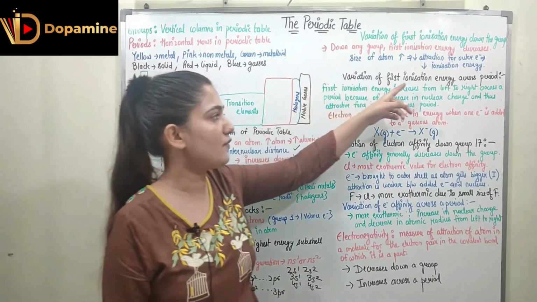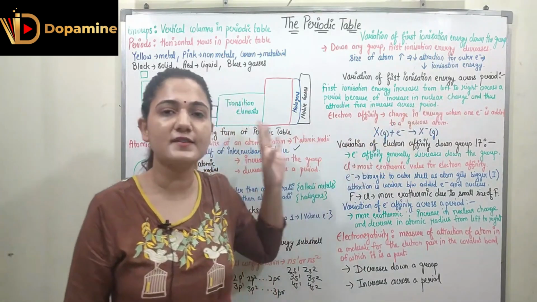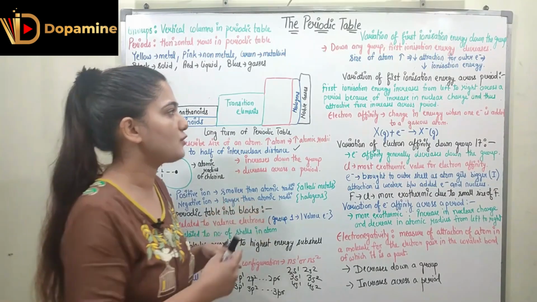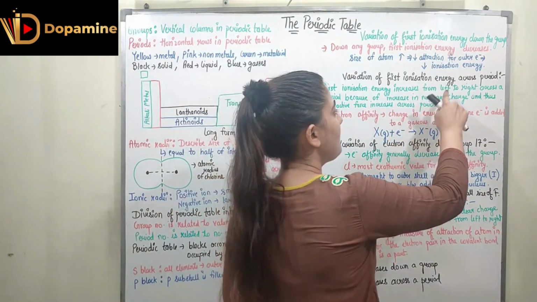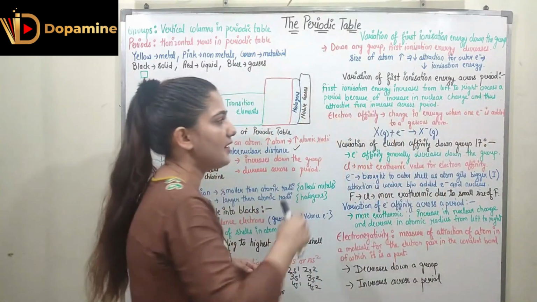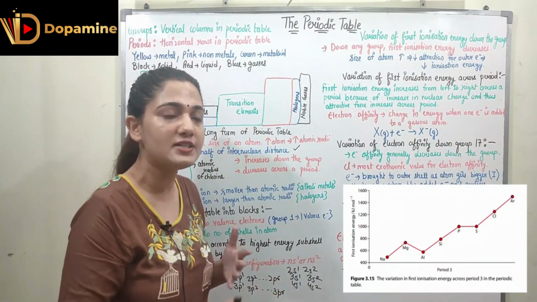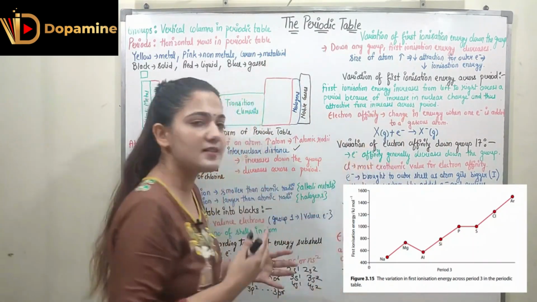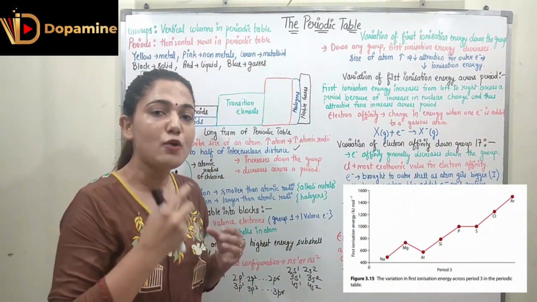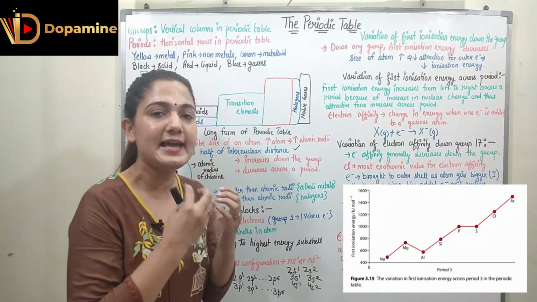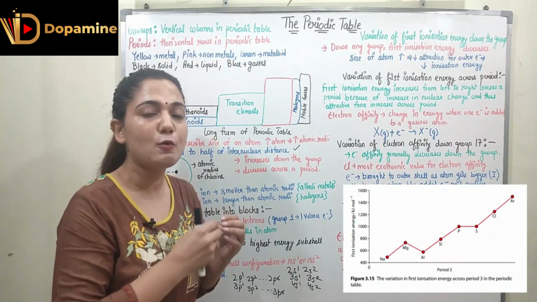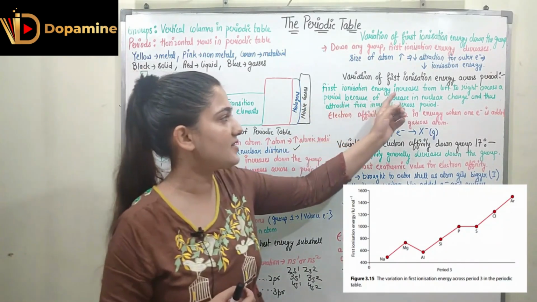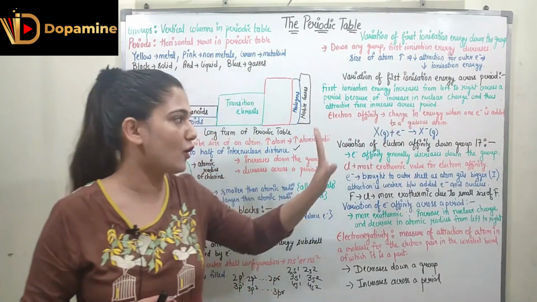Right, now coming to the variation of the first ionization energy across the period. How is the ionization energy going to vary across the period? So first ionization energy increases from left to right across a period. How is it going to increase from left to right? Because of the increase in nuclear charge, and thus the attractive force increases across the period. So now the outermost electron is more tightly held to the nucleus and we require larger energy to remove this outermost electron, and in this manner the first ionization energy increases from left to right across a period.